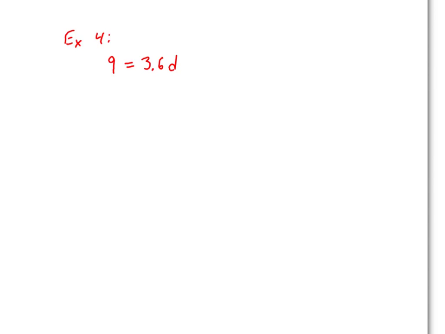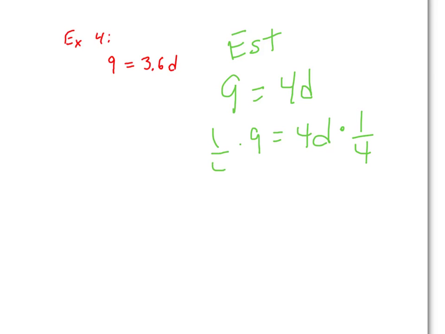So over here I'll say 9 equals, that's my estimate, equals, I'll round up 3.6 to 4. And then I'm going to multiply both sides by 1/4. And I'll get that 2 1/4 equals d. So that's my estimate, something around 2.25. Now, let's do the real problem.